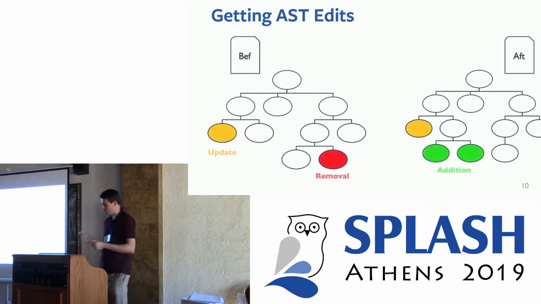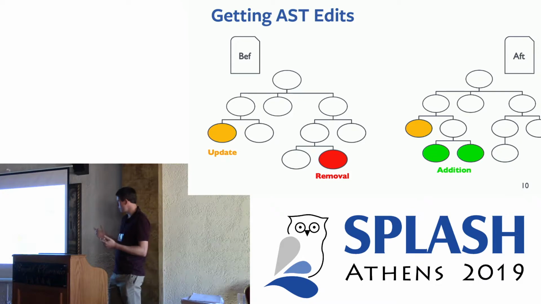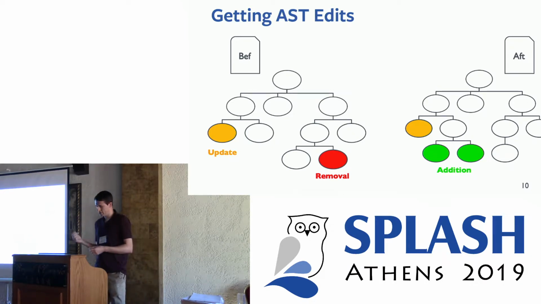Once we do that, we'll run a tree differencer between these two trees to tell us what changed. And the tree differencer, as part of that process, will figure out mappings between nodes in the before and after. So for example, in this case, it's decided this node marked in orange had its value updated, the node in red was removed, and the two nodes in green were inserted.